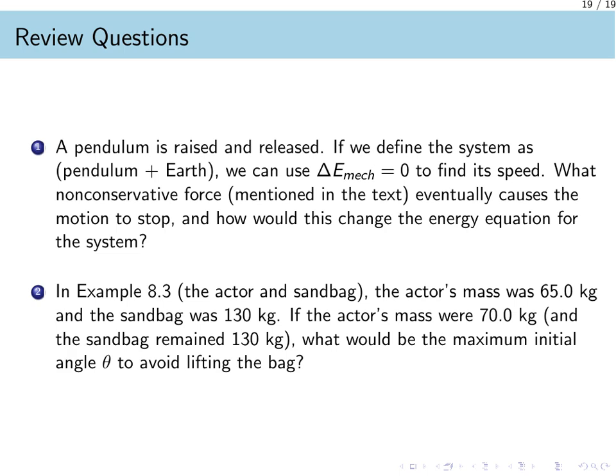The second question asks us to recalculate the maximum angle for the actor in example 8.3, but with a new mass of 70 kilograms. Using the same formula we derived, cosine theta equals the quantity 3 times the actor's mass minus the sandbag's mass, all divided by 2 times the actor's mass. This would give a new, larger maximum angle.